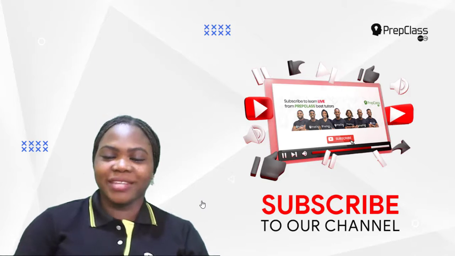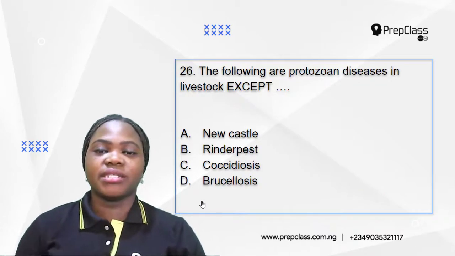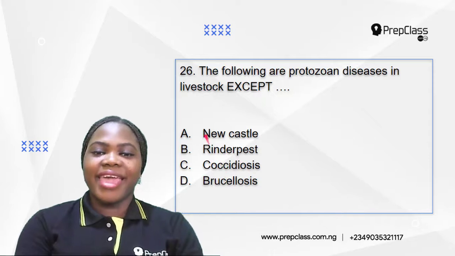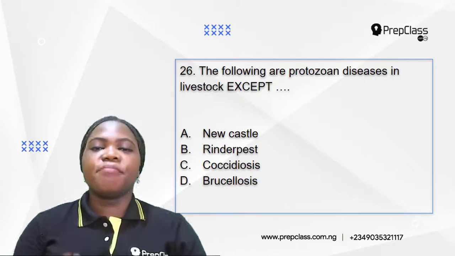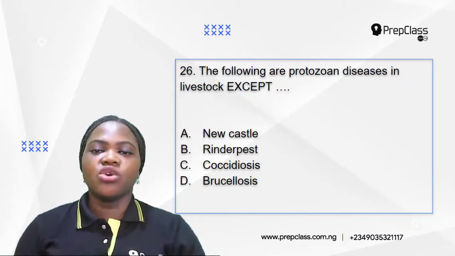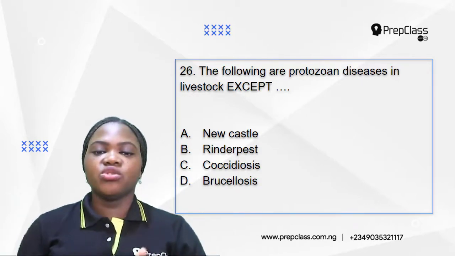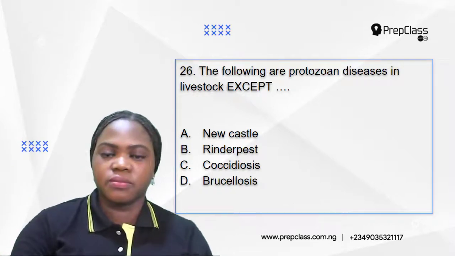Alright, so let's start. The first question in this video is question 26. The following are protozoan diseases in livestock except A. Newcastle, B. Rinderpest, C. Coccidiosis, D. Brucellosis. Before we can answer this question, we need to understand what protozoan diseases are, and we need to know the meaning of each of the diseases in the options.